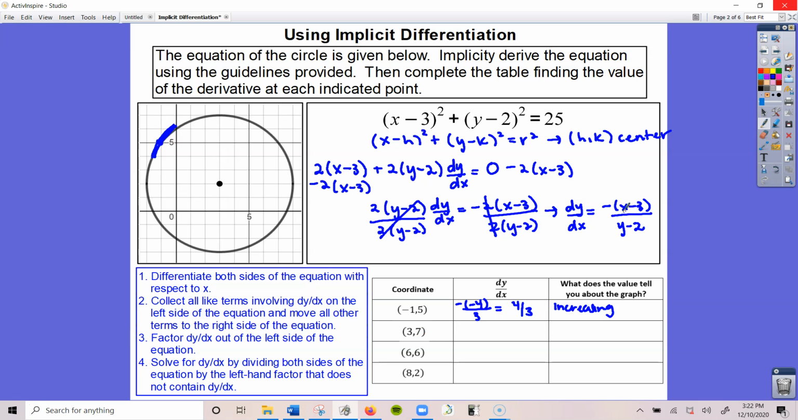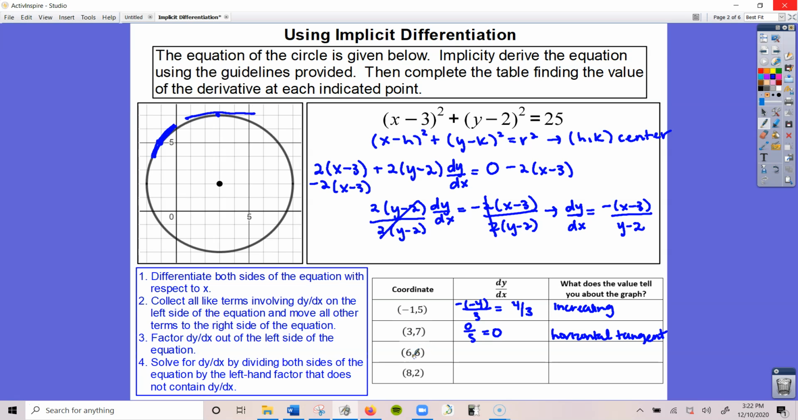At (3, 7), if you plug in 3, you would get 3 - 3 in the numerator, which is 0, over 7 - 2 in the denominator. So 0 over 5 is just equal to 0. And this means that at that particular point, we have a horizontal tangent, which is also where we have any extrema. So if I go to (3, 7), which is right here, this is the maximum of my graph. So we would have that horizontal tangent.